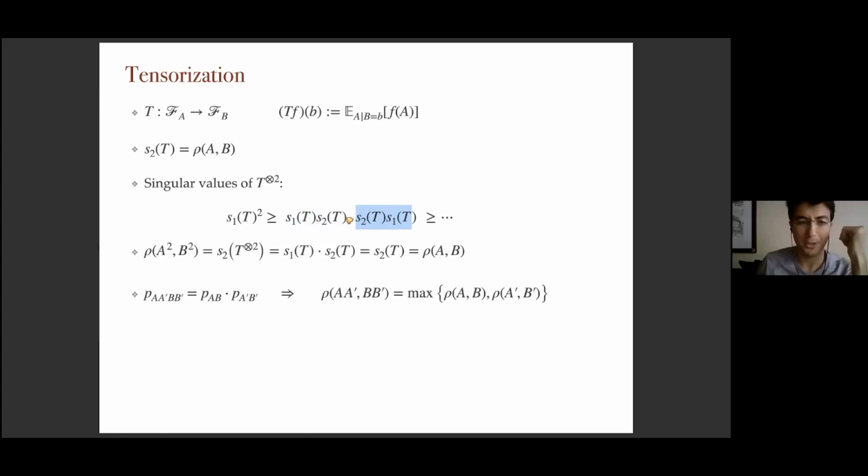May I interrupt with a question? Sure. There's a question. Is there any sense in considering further singular values? Would there be any meaning to the third singular value?